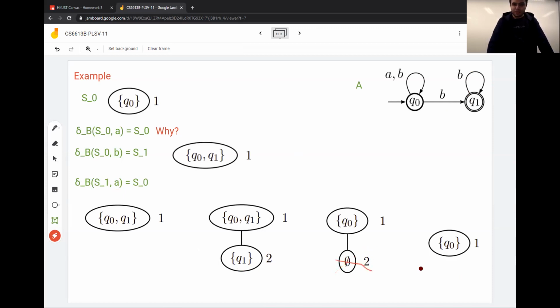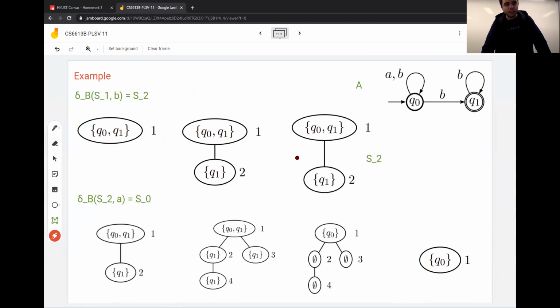So you just remove this and you get this, which is the same as S0. Okay. So the transition from S1 with letter A would give us S0. What happens with letter B? So let's say that I start at S1, which is this state, and the letter that I'm reading is B.